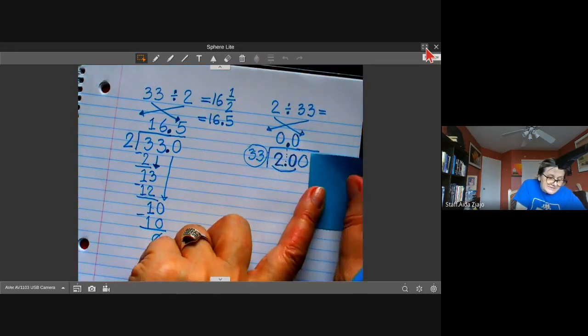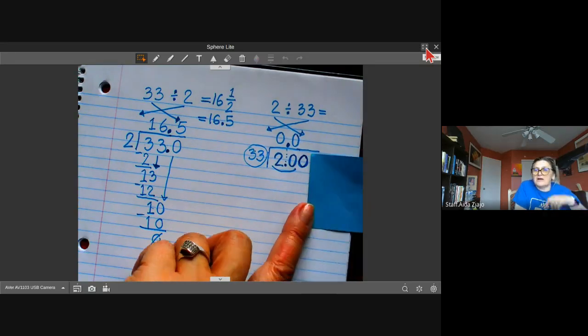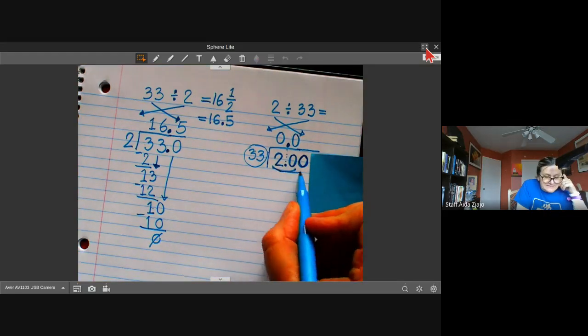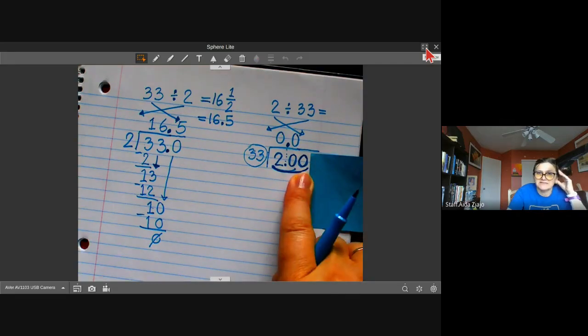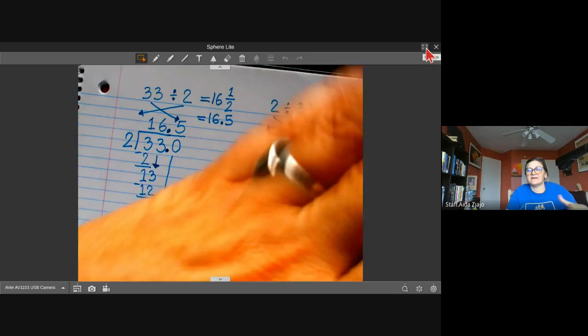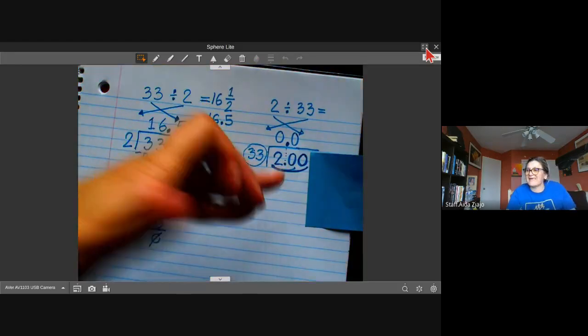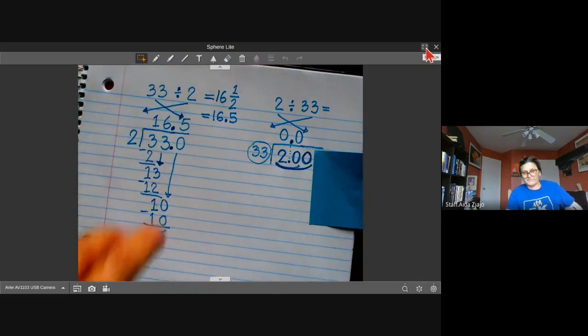So I can take those $2 and really change them into 200 pennies. This is also thinking about 200 hundredths, or 200 pennies. It's easier. I had $2, now I have 200 pennies. It's the same thing, but now I can make groups of 33. When I have 200 pennies, I can make a group of 33, a group of 33, a group of 33.